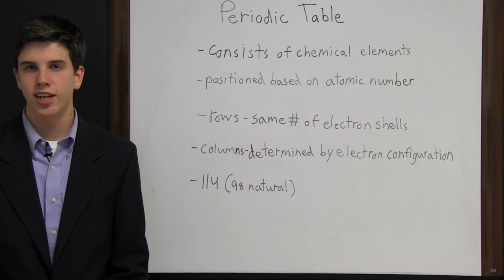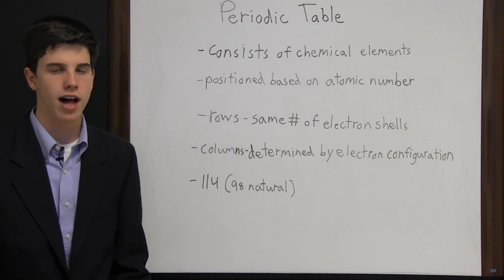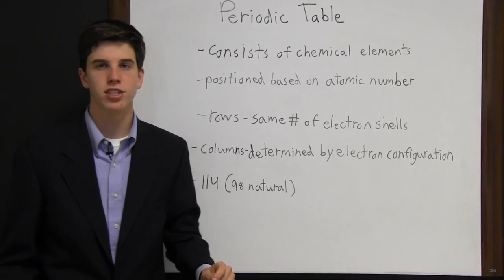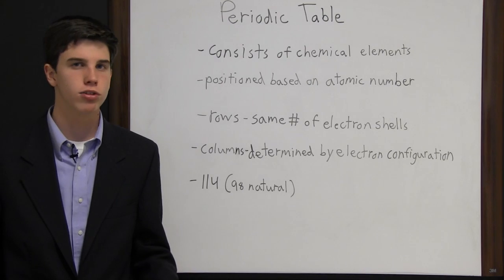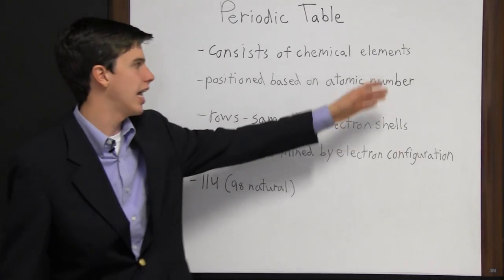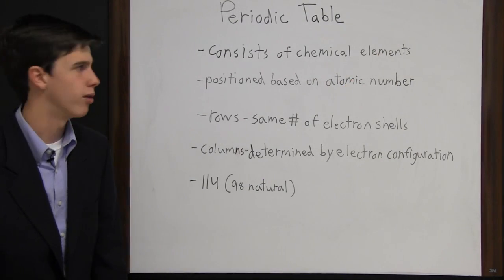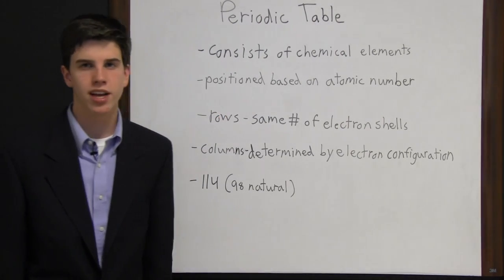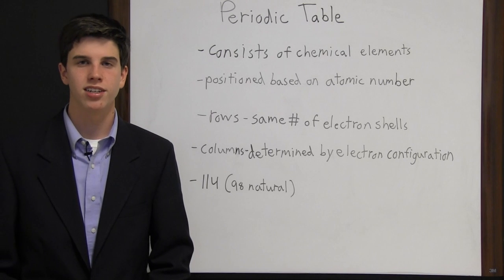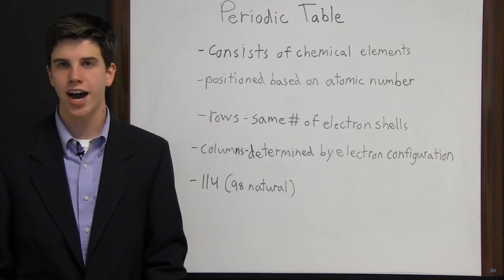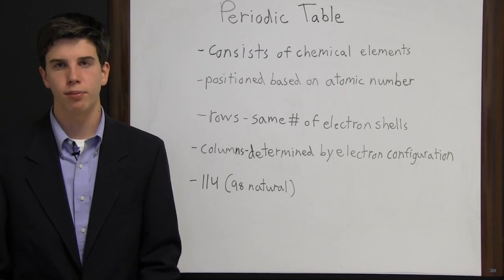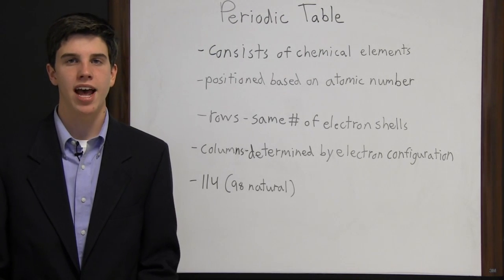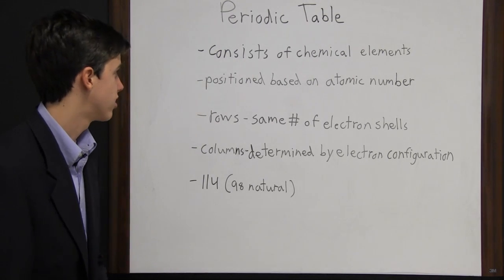The periodic table is a way to systematically display the chemical elements. Now, notice I said that it consists of chemical elements, and it consists of elements only. So this does not include mixtures and compounds, because an element is basically matter in its most basic form. The periodic table positions chemical elements based upon atomic number. An atomic number is the amount of protons an atom has in its nucleus. So hydrogen is the first element on the periodic table because it has 1 proton in its nucleus. And then the next chemical element has more protons in its nucleus.